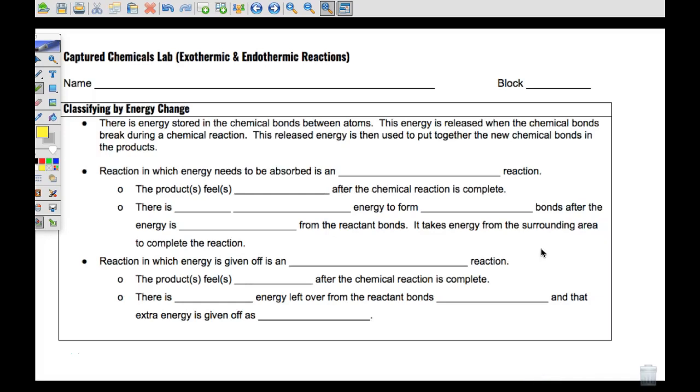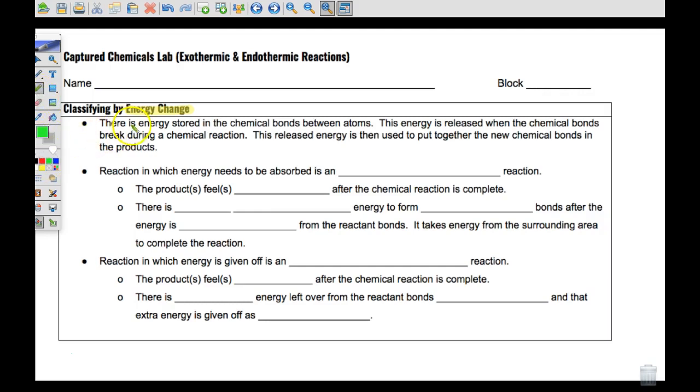So by now we've learned how to classify different types of chemical reactions by their patterns in terms of being a synthesis, a decomposition, single replacement, double replacement, or a combustion reaction. But we can also classify by the energy change that happens when a reaction takes place.